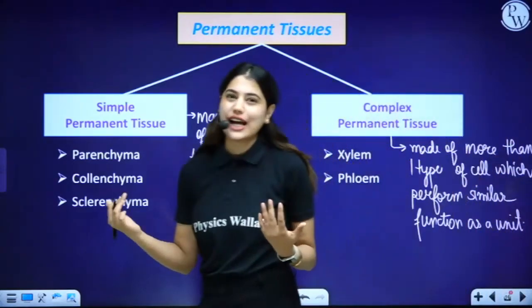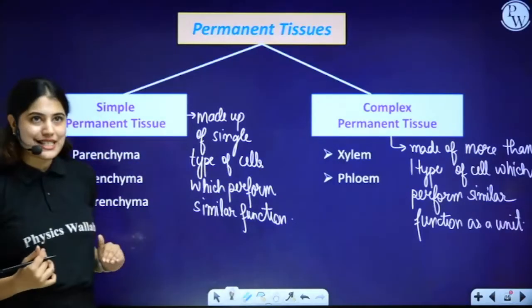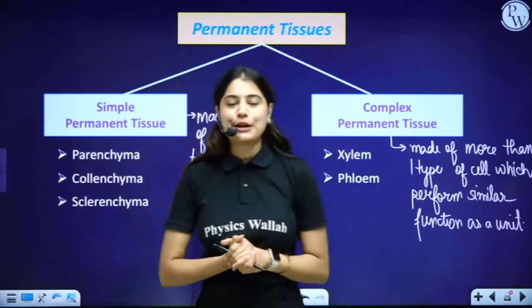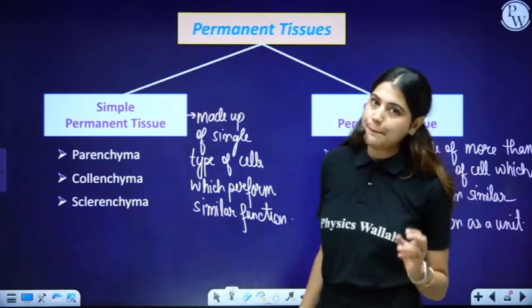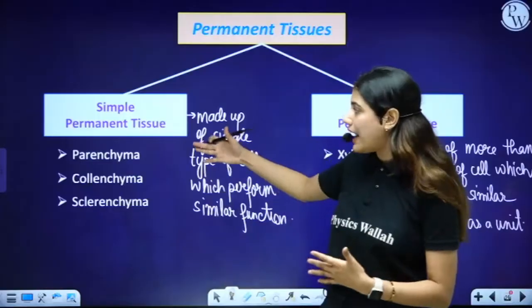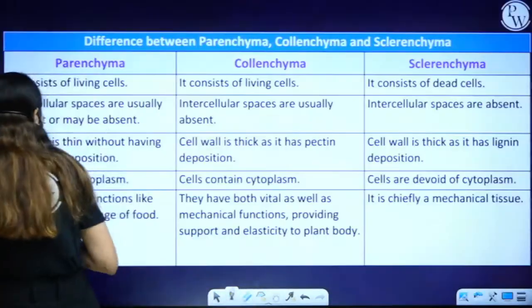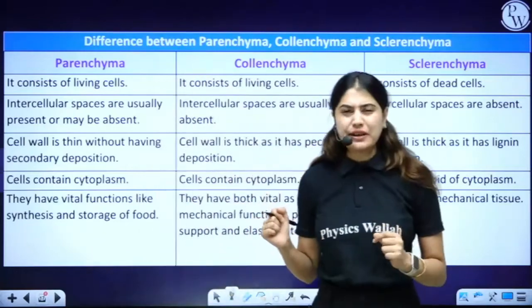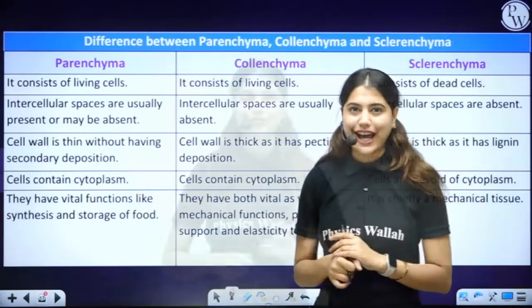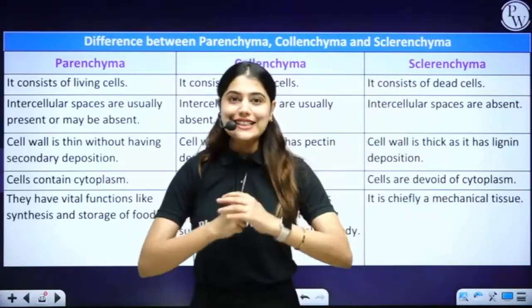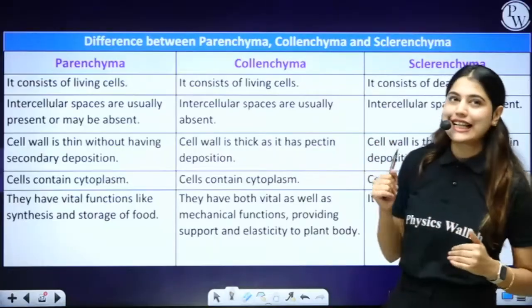What are the different types? You already know. In the simple permanent tissue we have parenchyma, collenchyma, sclerenchyma. In complex permanent tissue we have xylem and phloem. Let's start to discuss the simple permanent tissue, that is parenchyma, collenchyma and sclerenchyma. Okay, so we have a table just to summarize all three of them here. Let's have a look at it. Alright, now let's start discussing the three types, parenchyma, collenchyma and sclerenchyma.